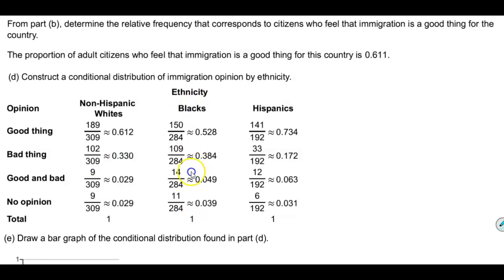Likewise, the total for the column for blacks was 284 surveyed. So we take each number in that column and divide it by 284 to get these results. And last, we take the column for Hispanics, and the total for that column was 192, and we take each element in that column and divide it by 192 to get the conditional distribution.